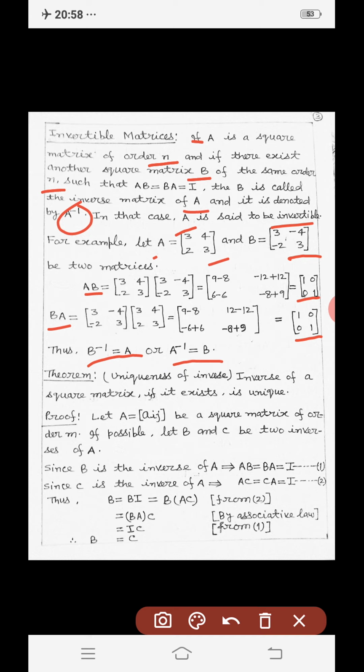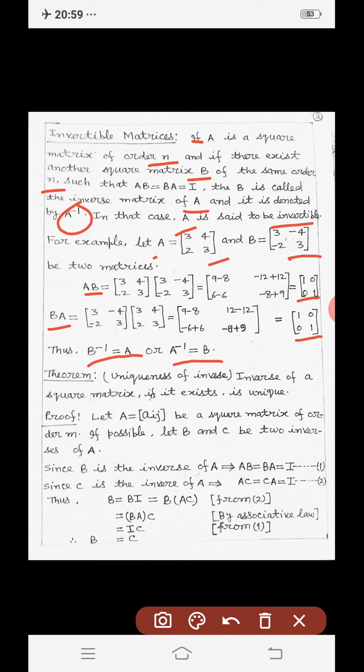Note, dear students, a rectangular matrix does not possess an inverse matrix, since for the products BA and AB to be defined and to be equal, it is necessary that matrices A and B should be square matrices of the same order. Second, if B is the inverse of A, then A is also the inverse of B.